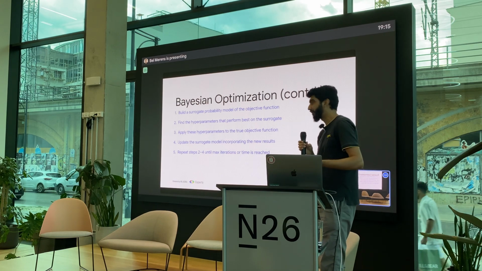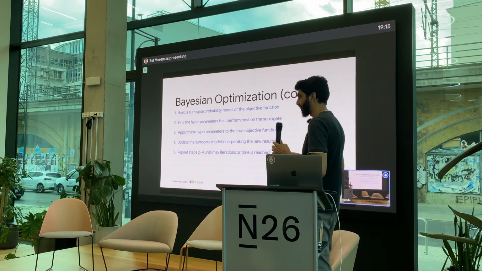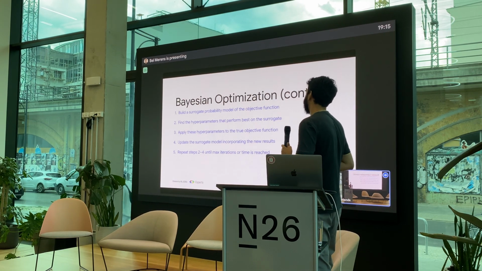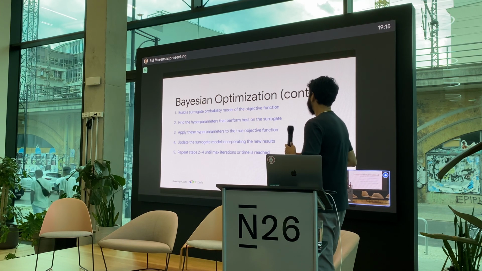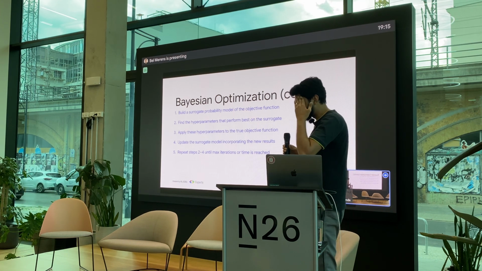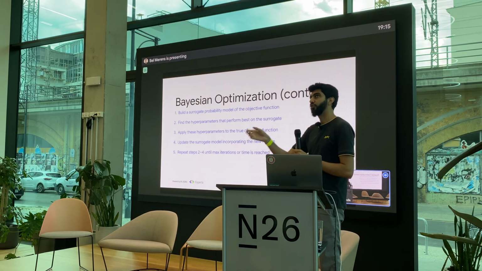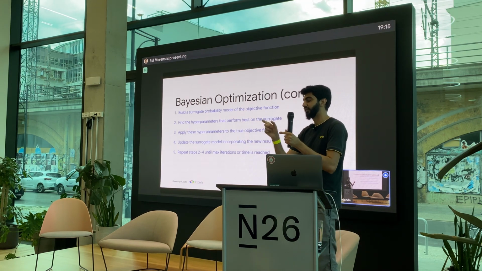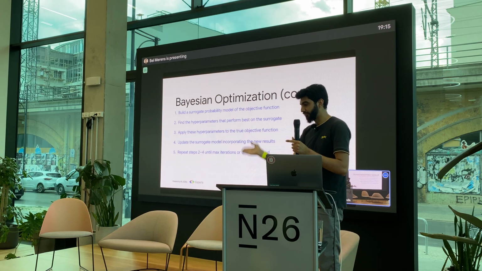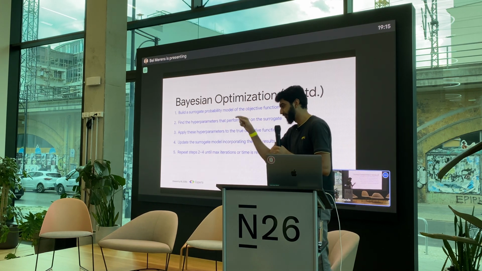Either you run out of time, or there's a time limit that you've added, or there's the max number of iterations that you've added, right? And the key here is every time you do that, you store the scores of all the sets of hyperparameters, so you know which set of hyperparameters gives which score.